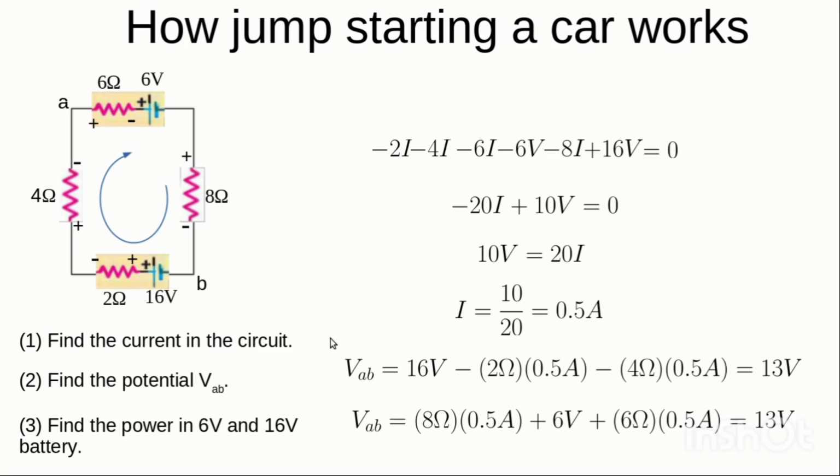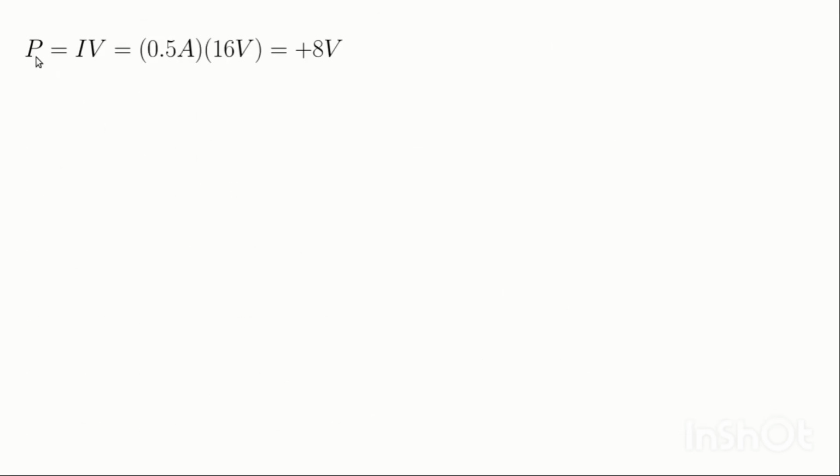So we'll move on to the third question, which is find the power in the 6 volts and 16 volts. Now, to get the power in these batteries, we just multiply the current times this voltage. That will give us the power in that particular battery. Likewise, this one. So the power in the 16 volt battery is I, the current flowing through it, times volt, which is 0.5 times 16 equal to 8 watts. So for the 6 volt battery, we have current I, which is 0.5 times minus 6 volt, which is equal to minus 3 watts.